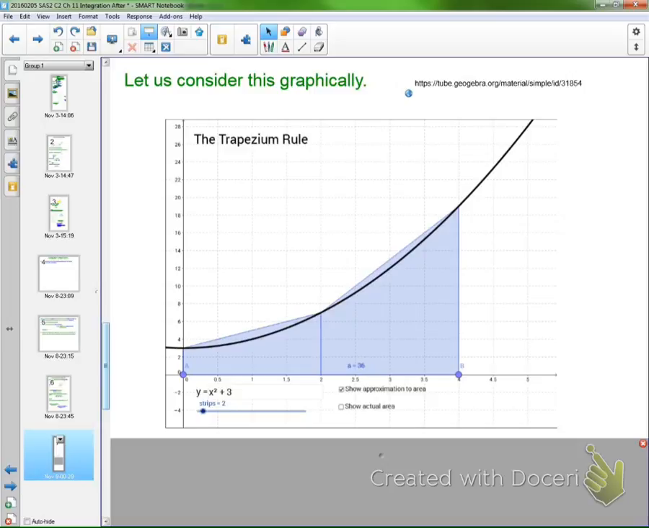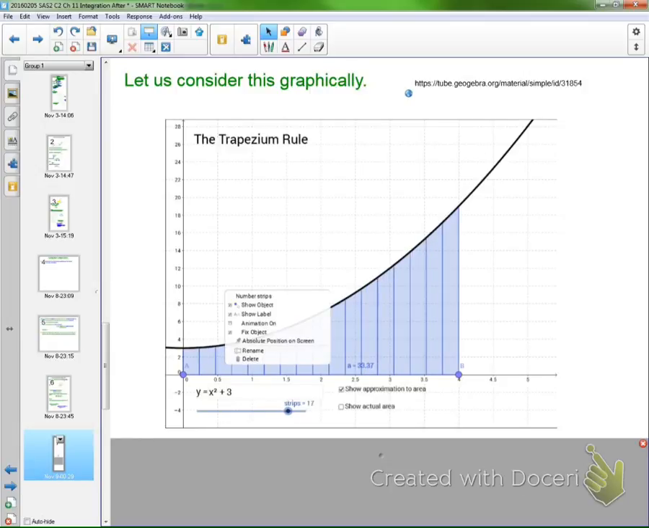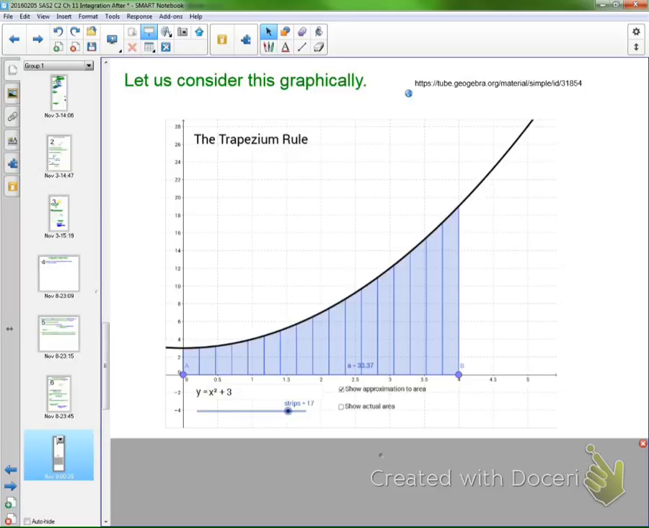So if we consider how this looks graphically, here we have the curve y equals x squared plus 3, and we've got just 2 strips in this case. Now we can vary the number of strips that we have. So if we increase the number of strips, our estimation gets more accurate. So we really want to have as many strips as possible.